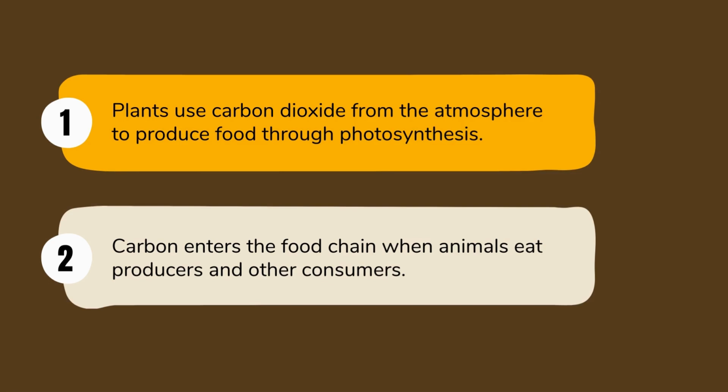Then how carbon dioxide enters the food chain when animals eat producers and other consumers. Then we study how carbon passes through the different organisms one by one, first in plants, then in herbivores, then carnivores, then omnivores. How carbon is transferred through the food chain from producers to consumers.